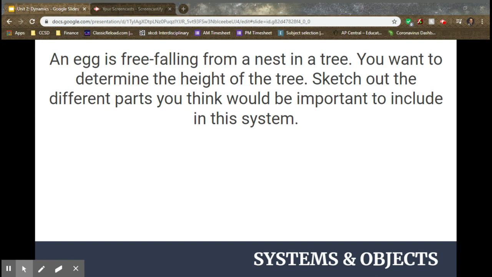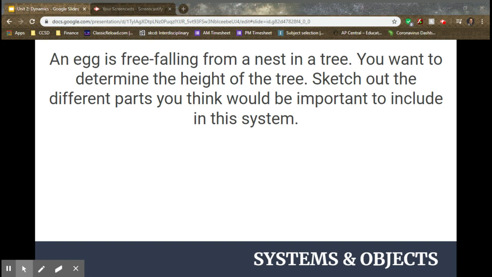So here's another question. What about the nest? It says that the egg fell from a nest that's in the tree. Do you think that we should include the nest as an object in our system? Some people might argue, yes, we should. It's a part of the problem.